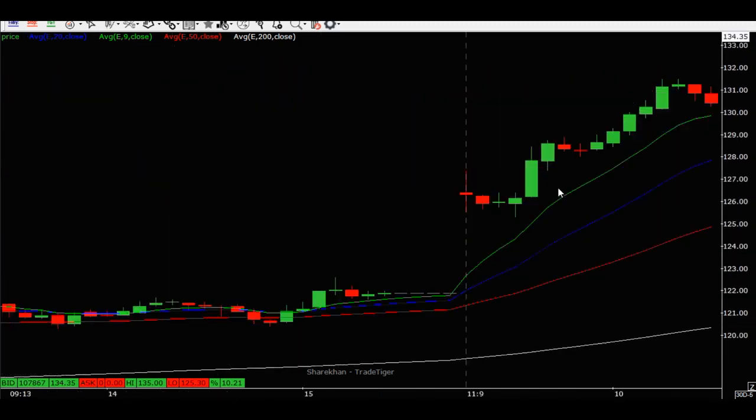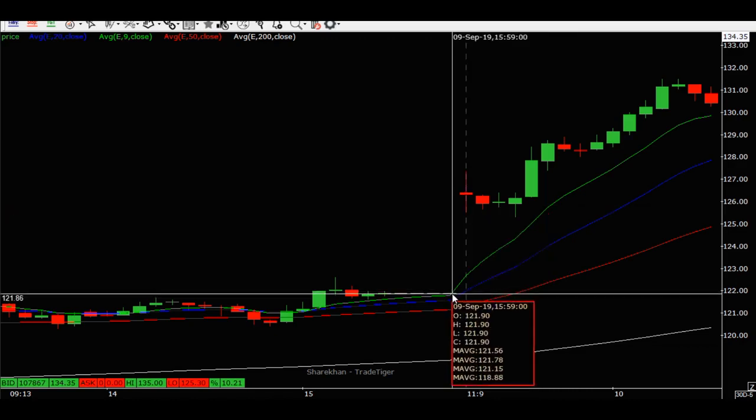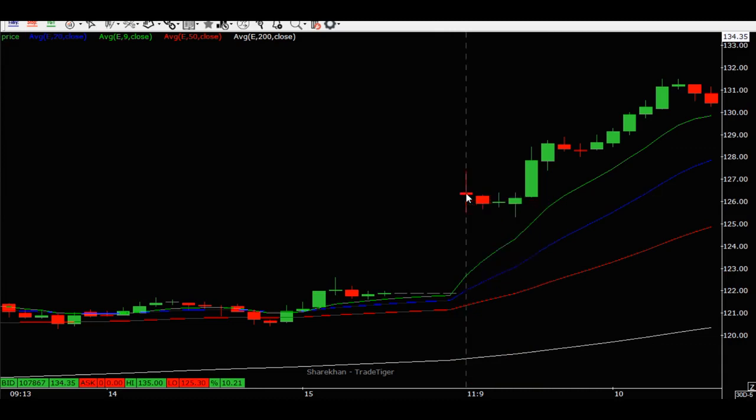Okay, so now I'm on Tata Motors 5-minute time frame, and today we got a nice gap up from 121 to 126. So it gaps up and then starts to pull back towards the moving average. And on the pullback, what does it form here? This hammer pattern, which is a highly bullish reversal pattern.